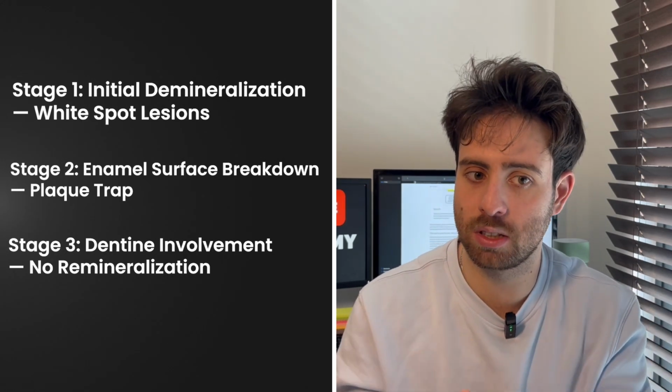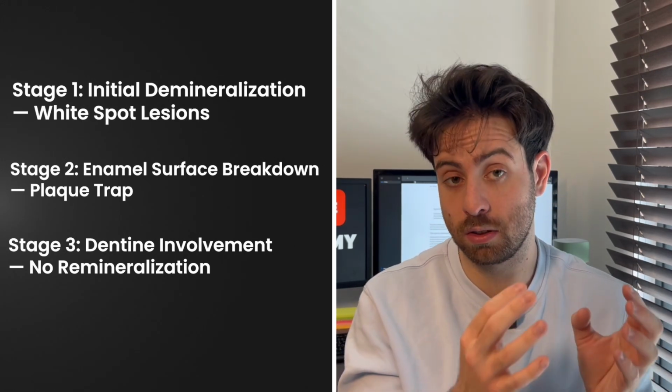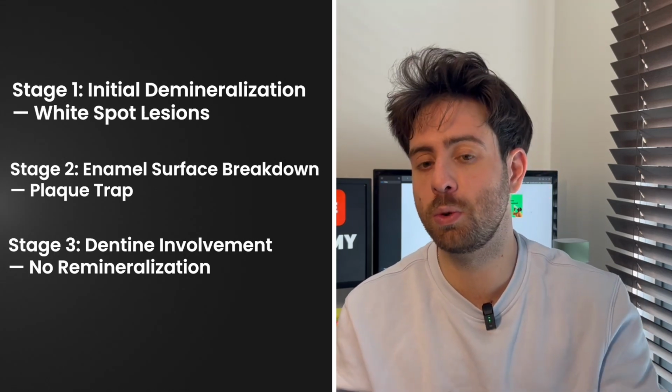So once the caries process reaches the dentin, the softer tissue below the enamel, the situation changes significantly, because the dentin has a fundamentally different composition compared to the enamel. It's more organic, it's more porous, it lacks the ability to remineralize effectively. And that means the decay process can accelerate much more rapidly once it reaches this layer.